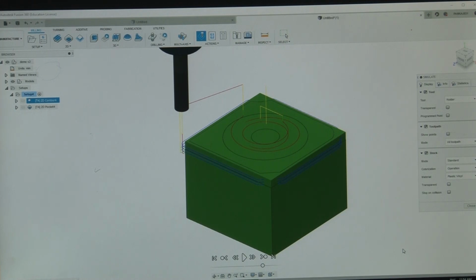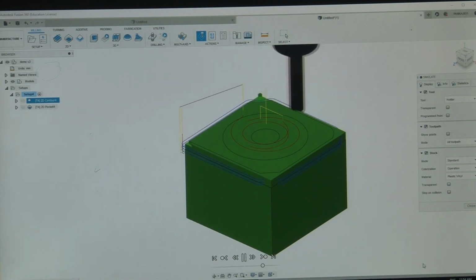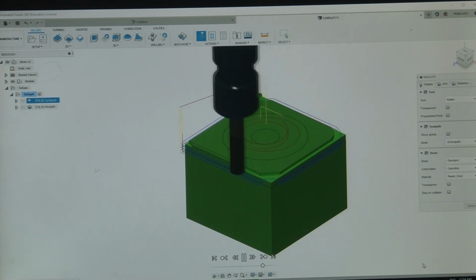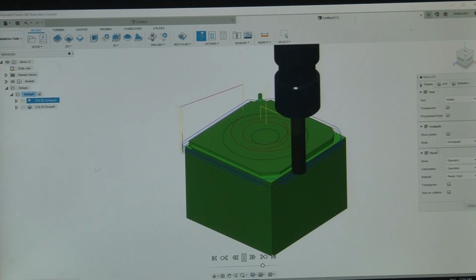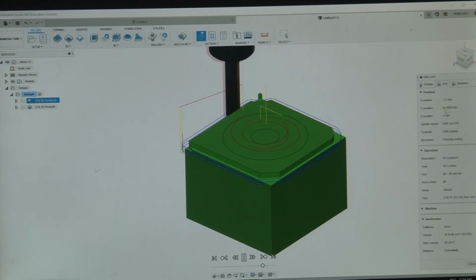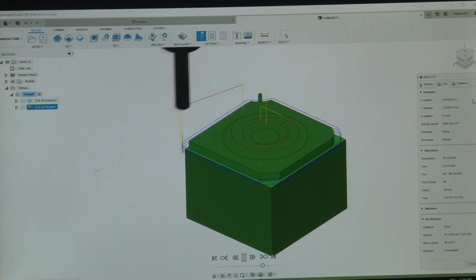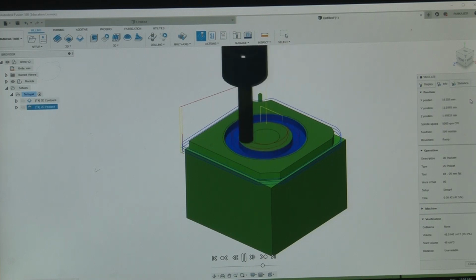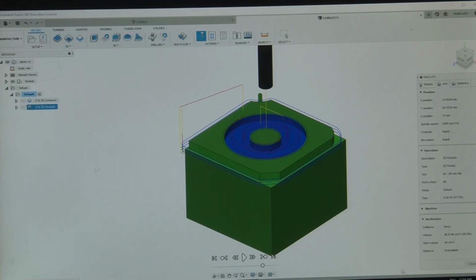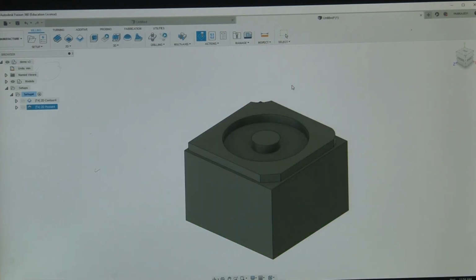Okay, now you can see how the tool will be generating the surfaces. This is the movement of the tool with respect to the workpiece, step by step, and the final surfaces are being made. This is the central hole which is being made. Okay, so this is generated.